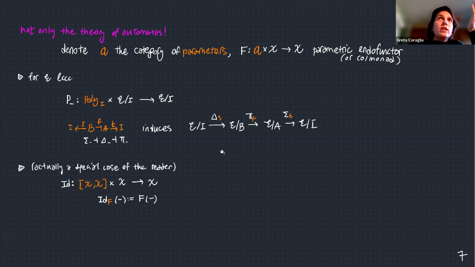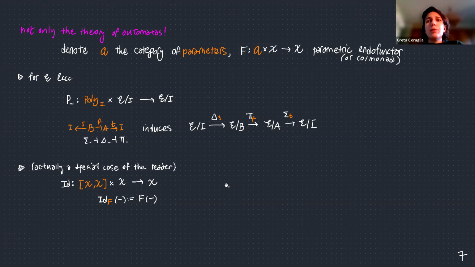is that of kind of hidden, the currying of the identity in the endofunctor. So if you take as parameters the category of endofunctors of X, then you can define, of course, the functor that at each F acts precisely as F does. Okay, so these are a few examples.